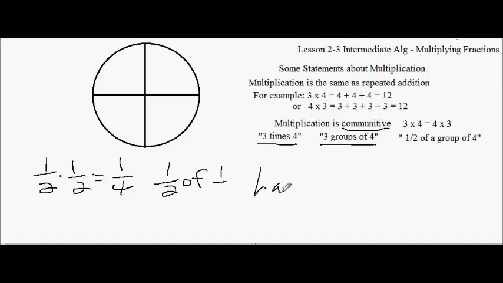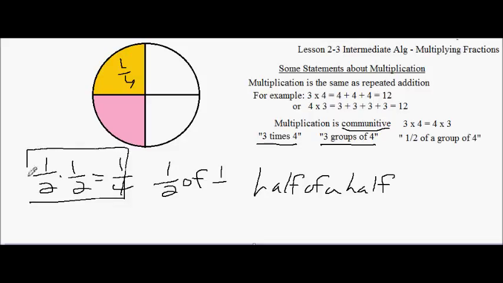What's a half of a half? Well, here's a half of a whole. This is a half, right? And I'm going to take a half of it. Half of this half is that. And what's that? That is a fourth. Half of a half is a fourth.